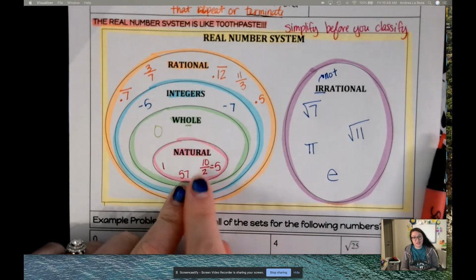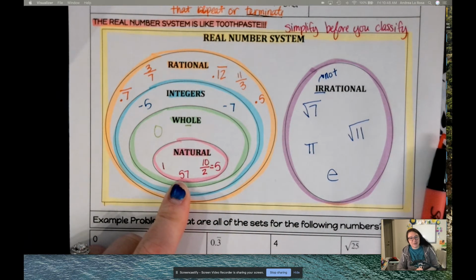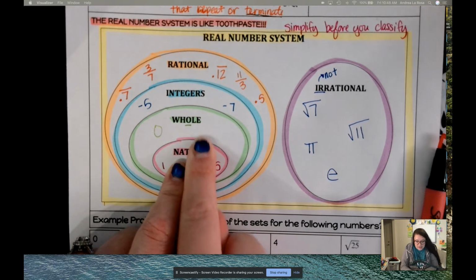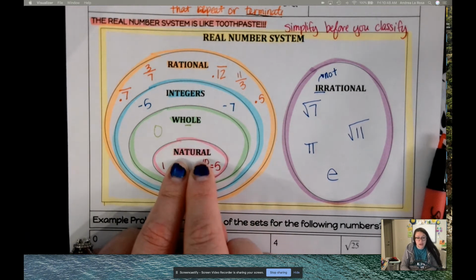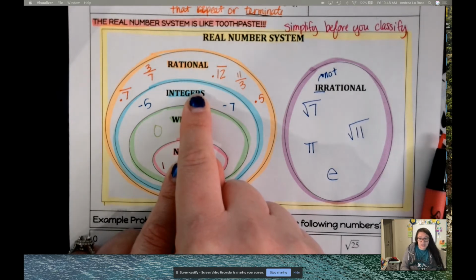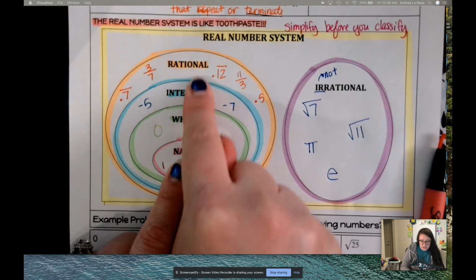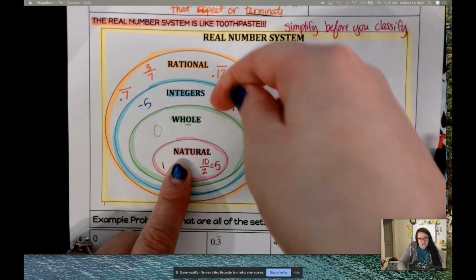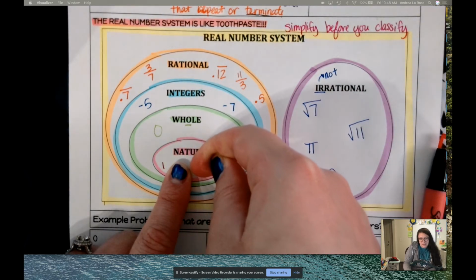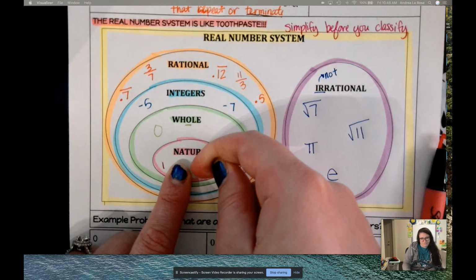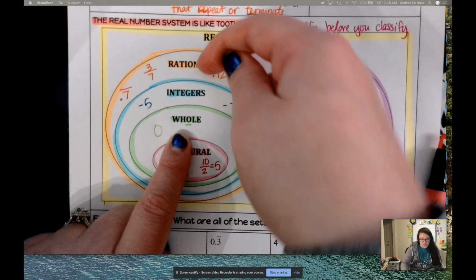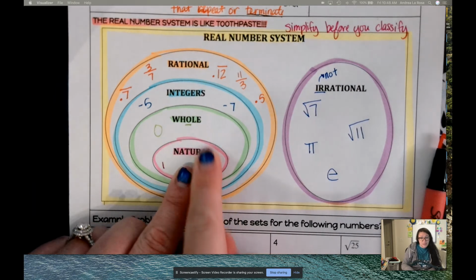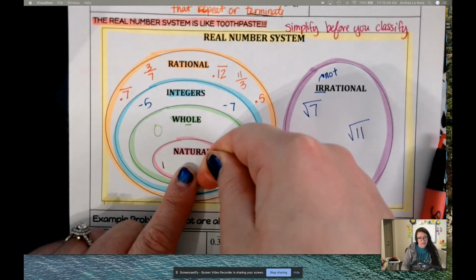When you think about the real number system, think about these numbers like toothpaste. A natural number can squeeze out and it can be whole. A natural number can squeeze out, it can be an integer. A natural number can squeeze out and it can be a rational number. But can an integer squeeze back into the toothpaste and be natural? Mm-mm. Can a rational number squeeze back in and be a whole number? Mm-mm. It's like toothpaste. The numbers can go out, but they can't come back in.